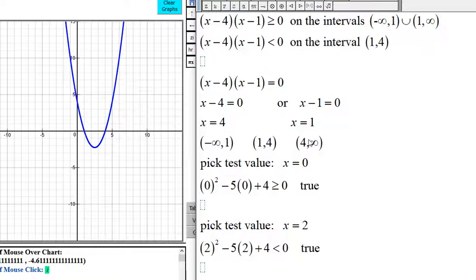And so that's how we would do it if we don't have a graphing calculator available. The process is like this. Form the intervals and then pick a test value from each interval and then test it and see which interval is true and which interval is false.